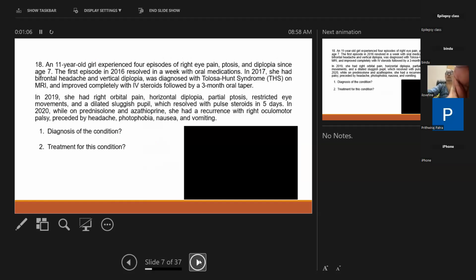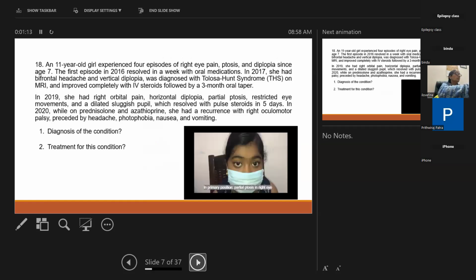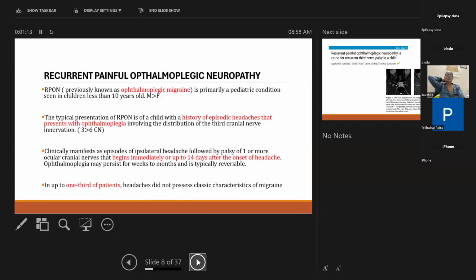An 11-year-old child presenting with recurrent episodes of eye pain, ptosis, and diplopia. The condition is recurrent painful ophthalmoplegic neuropathy. It was previously called ophthalmoplegic migraine. Now it has been termed by the Headache Society as recurrent painful ophthalmoplegic neuropathy. It is usually seen in children, and it's most common in females.